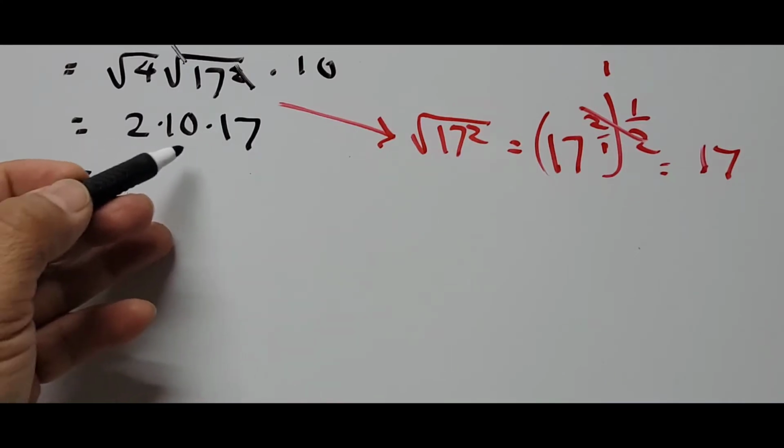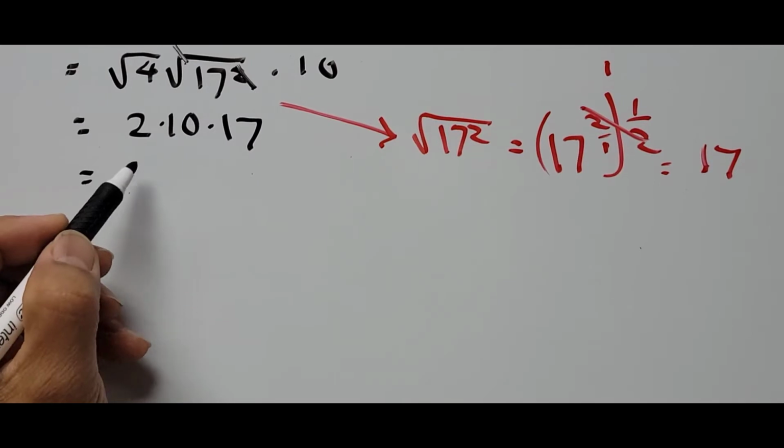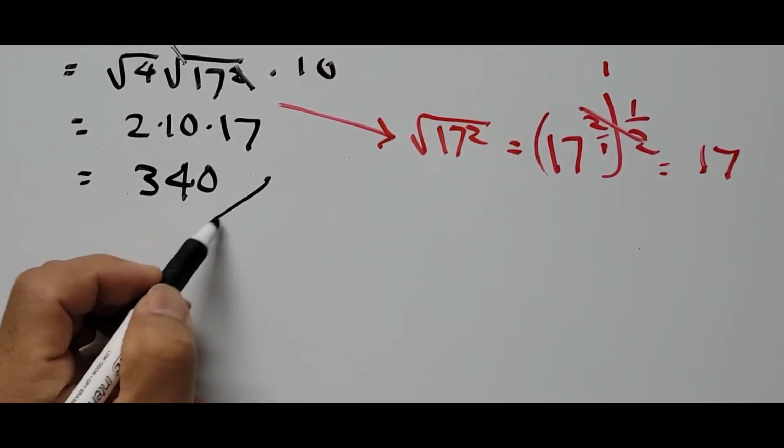17 times 2 is 34, times 10 is 340. So that's 340. So that's the answer.